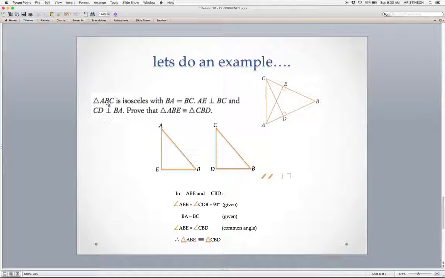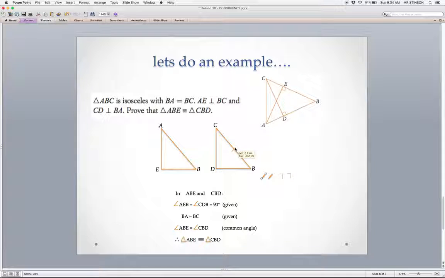Triangle ABC is isosceles. So if we look in the original picture, triangle ABC, now that's the entire triangle in the picture, is isosceles, meaning that BA is equal to BC. So let's look back at our 2 triangles that we've separated, and we can just find those 2 sides. BA is this side. BC is this side. And the question has told us that those 2 sides are equal.